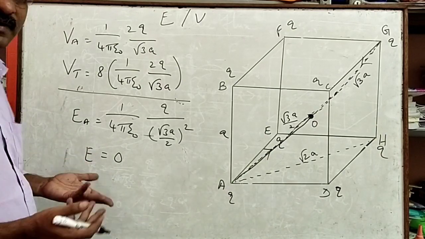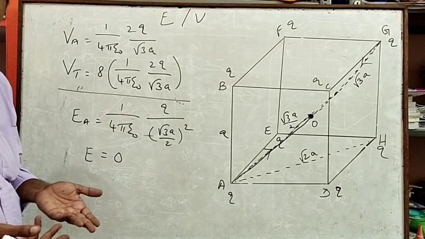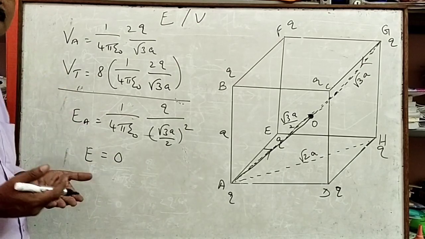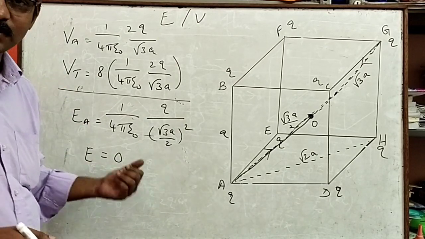Electric field is a vector quantity, and electric potential is a scalar quantity. I hope you understand this.